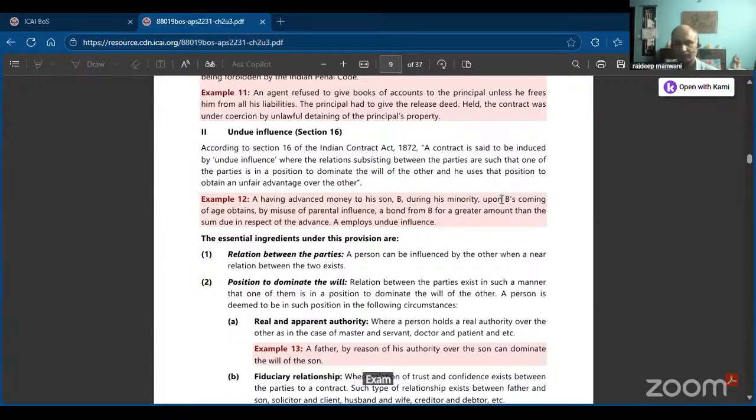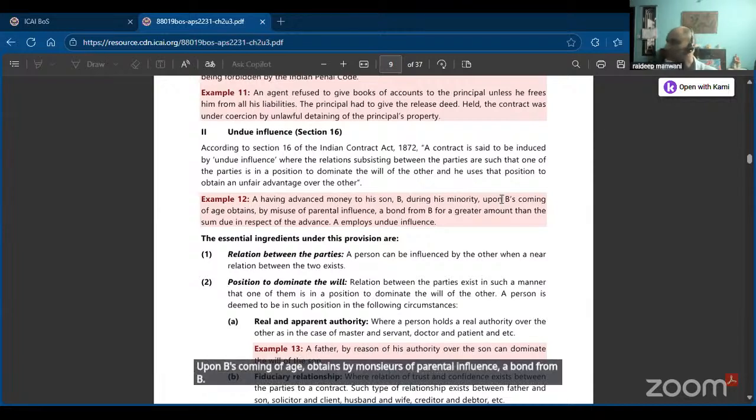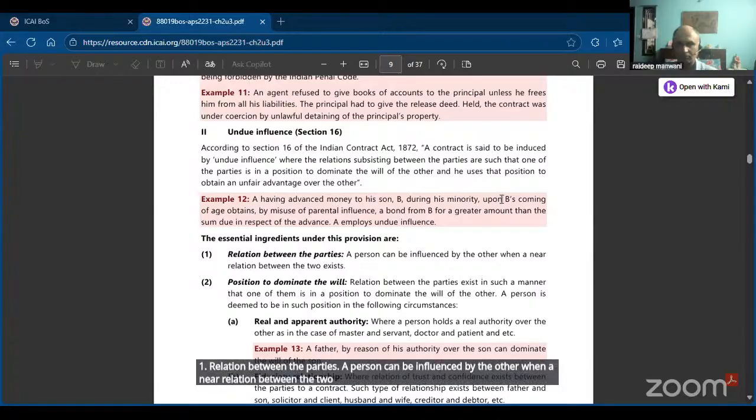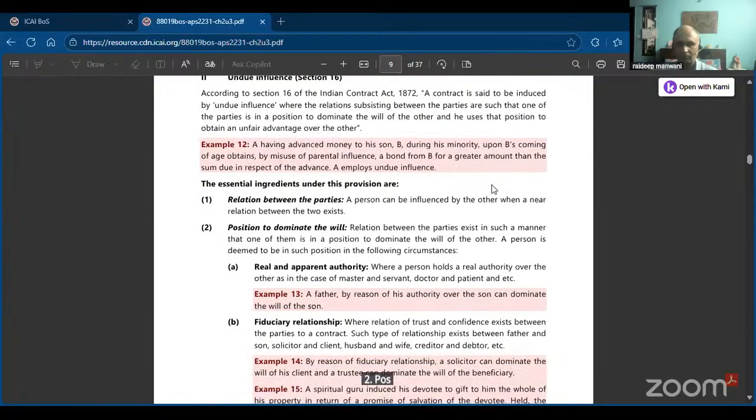Example: A having advanced money to his son B during his minority, upon B's coming of age, obtains, by misuse of parental influence, a bond from B for a greater amount than the sum due in respect of the advance. A employs undue influence. The essential ingredients under this provision are: 1. Relation between the parties. A person can be influenced by the other when a near relation between the two exists. 2. Position to dominate the will.